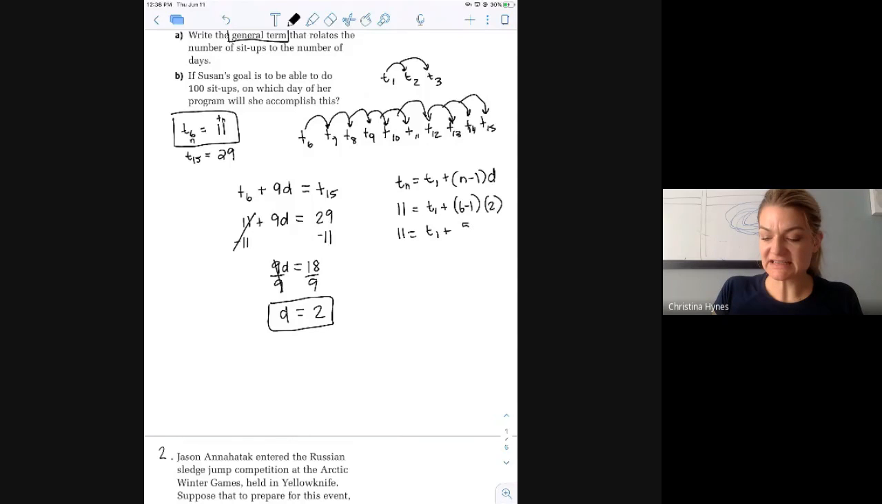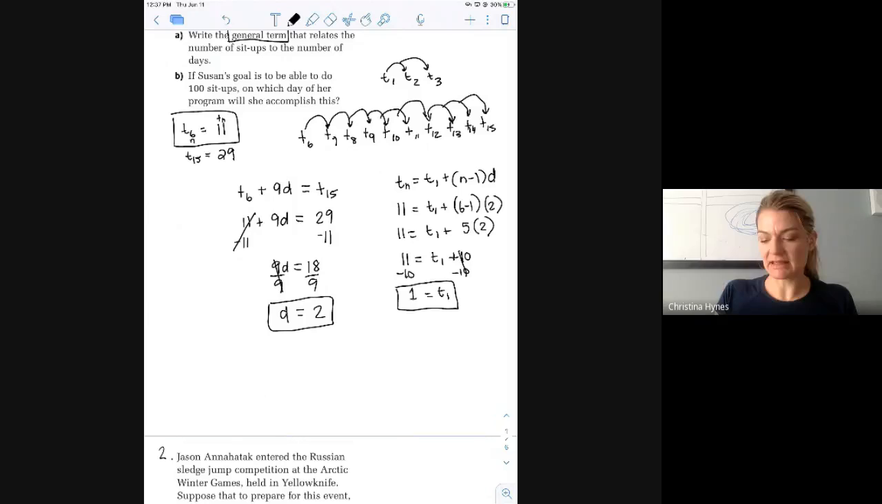6 minus 1 is 5 multiplied by 2. So 11 equals term 1 plus 10, and then we're going to subtract 10 on both sides to get term 1 by itself. So term 1 is 1. Okay, so there you go.